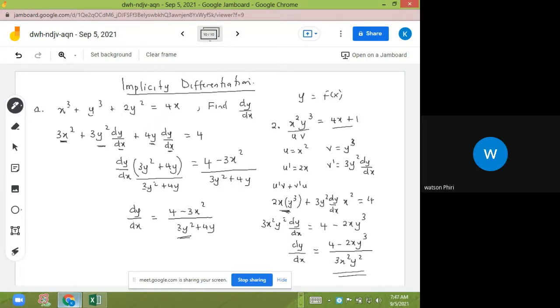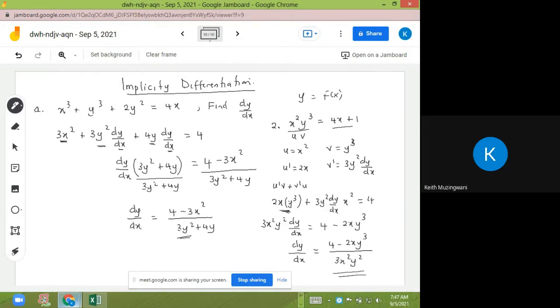Maybe you can repeat, sir, on 2x y cubed plus 3y squared dy/dx x squared, how you moved the 2x y cubed to the other side. As in, the 2x y cubed also has to have dy/dx.